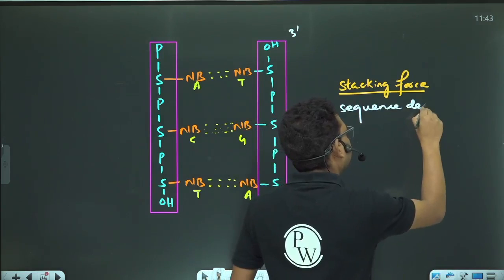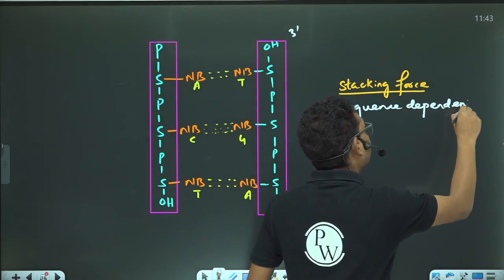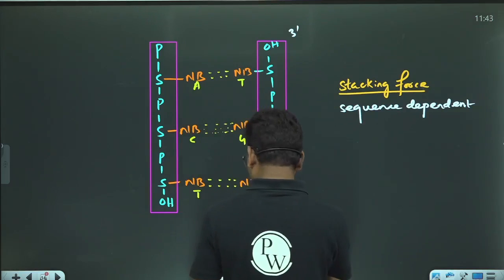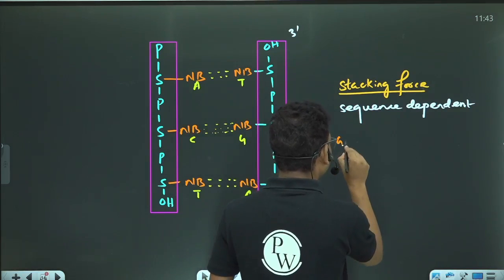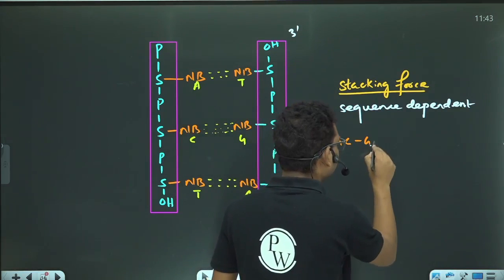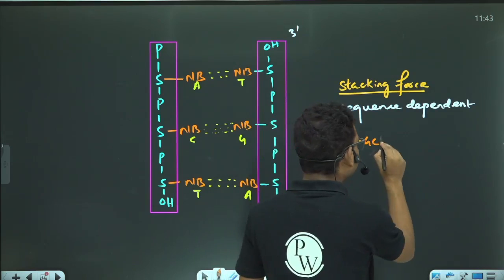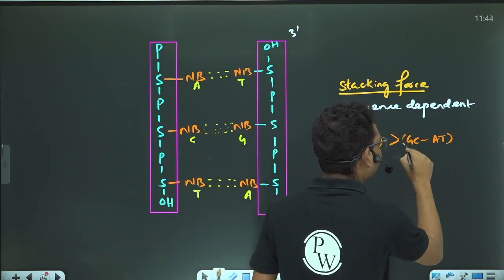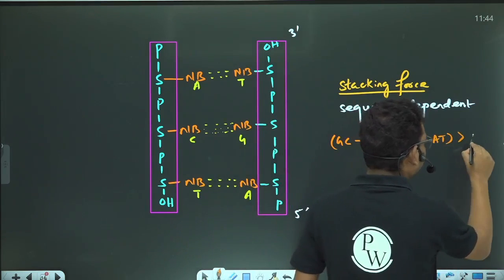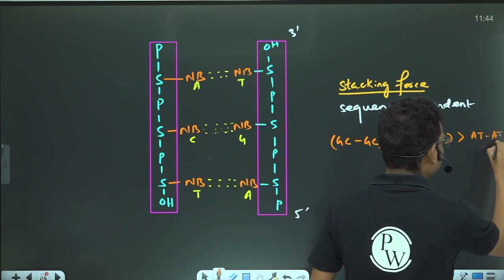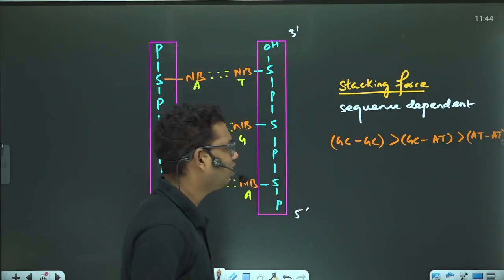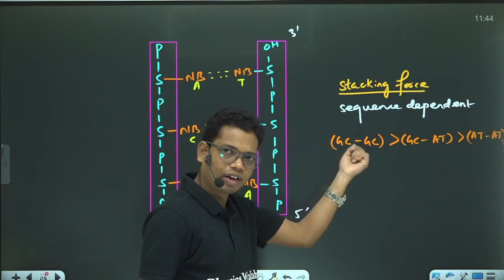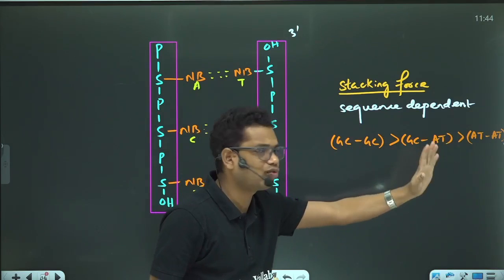That means the amount of stacking force will depend upon the base pair sequences. Let me write over here. If one base pair is GC and the second base pair is GC, then the stacking force will be maximum. If one base pair is GC and the second is AT, then the stacking force will be relatively less. And if both base pairs are AT, then the stacking force will be minimum. So you can see that this stacking force is dependent upon the base pairs. GC base pair, the stacking force will be maximum; AT, the stacking force will be minimum.